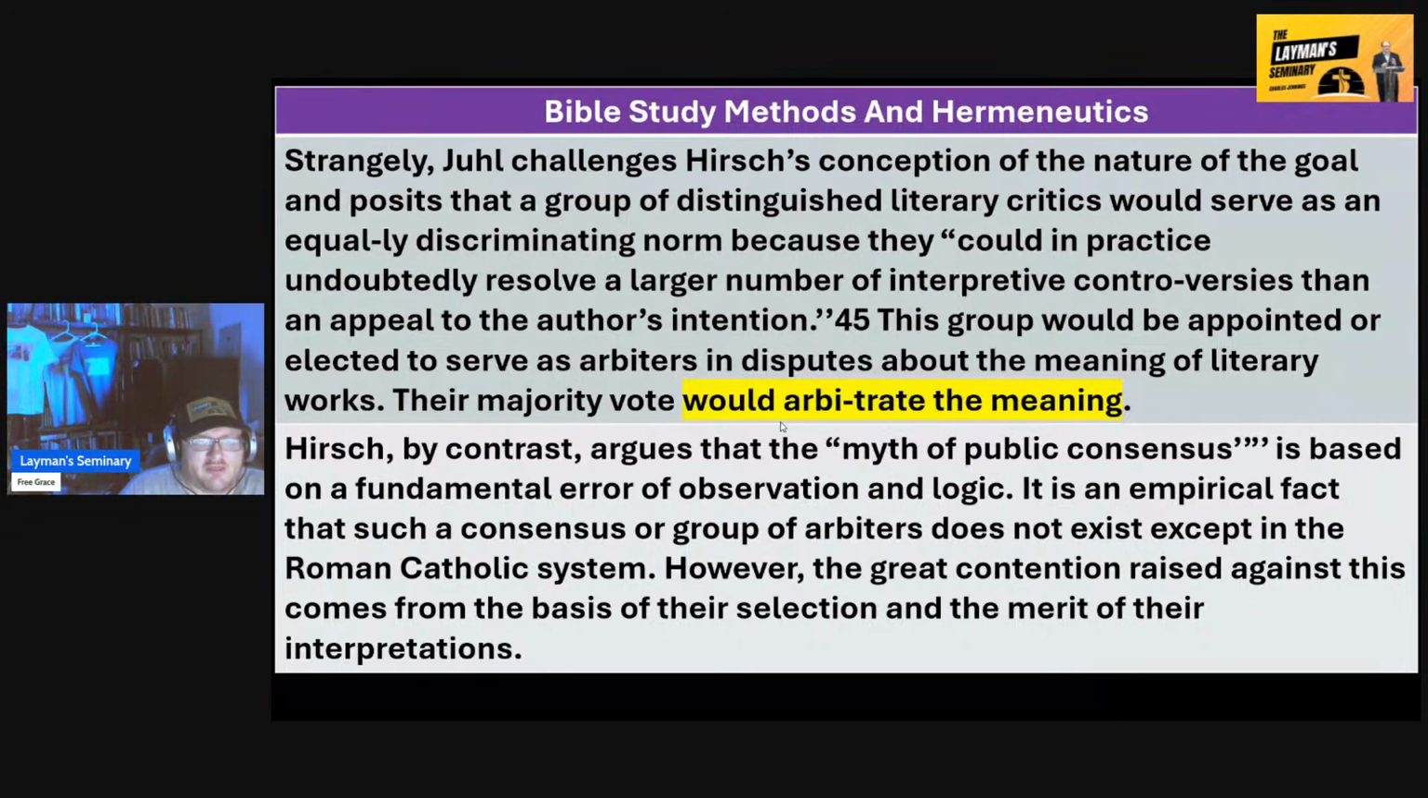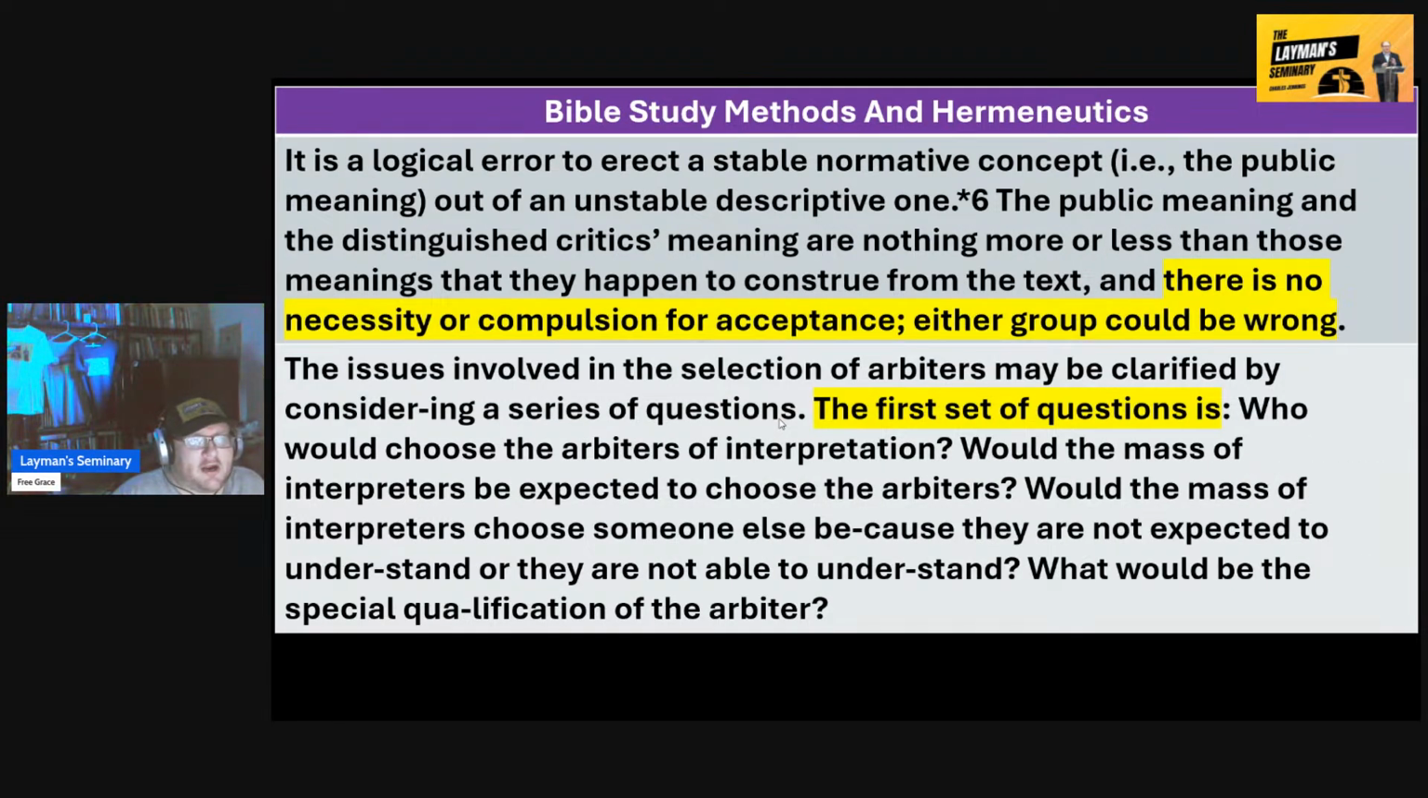Hirsch, by contrast, argues that the myth of public consensus is based on a fundamental error of observation and logic. It is an empirical fact that such a consensus or group of arbiters does not exist, except in the Roman Catholic system. You hear that, guys? However, the great contention raised against this comes from the basis of their selection and the merit of their interpretations. It is a logical error to erect a stable normative concept, i.e. the public meaning, out of an unstable descriptive one. The public meaning and the distinguished critics' meaning are nothing more or less than those meanings that people happen to construe from the text, and there is no necessity or compulsion for acceptance. Either group could be wrong. In other words, you can reject the public consensus and you can reject the scholarly consensus.